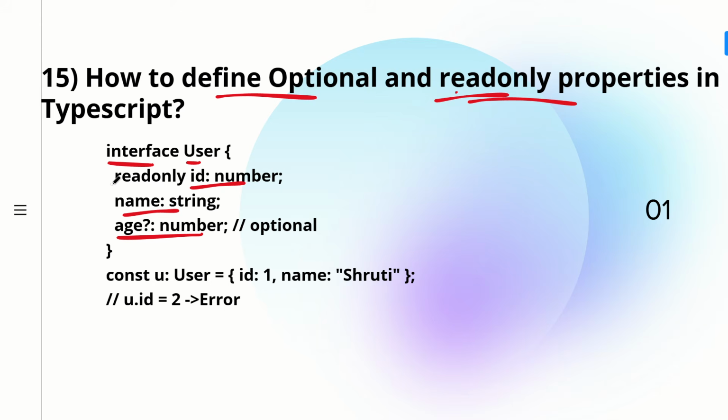If you want to make any property read-only, which means that once you have assigned value, next time you cannot change it, then you have to write keyword called read only in front of that property.